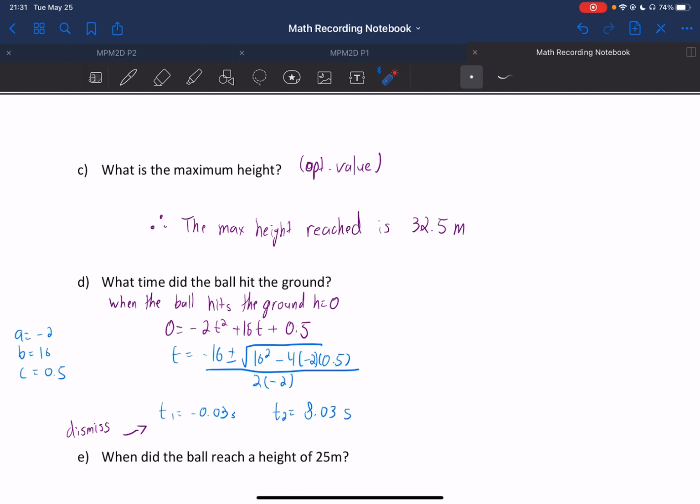Now that we can use. That is a time in the future. So that's a future time in which the ball is going to hit the ground. So we can say the ball hits the ground at approximately 8.03 seconds. So this would be our therefore statement. Therefore, the ball lands at approximately 8.03 seconds.